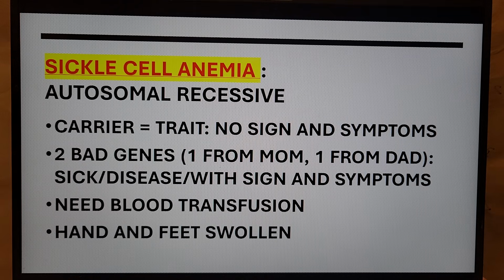And because this is anemia, they don't have enough RBC, right? Their RBC are not normal, so usually they will need blood transfusion. Their hands and feet can be swollen because the blood vessels in that area are clumping, right? And this sickle cell clumping everywhere can damage all organs.